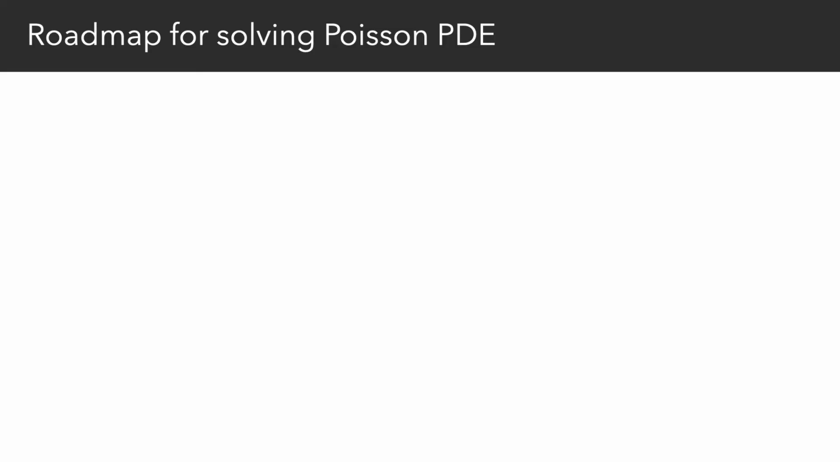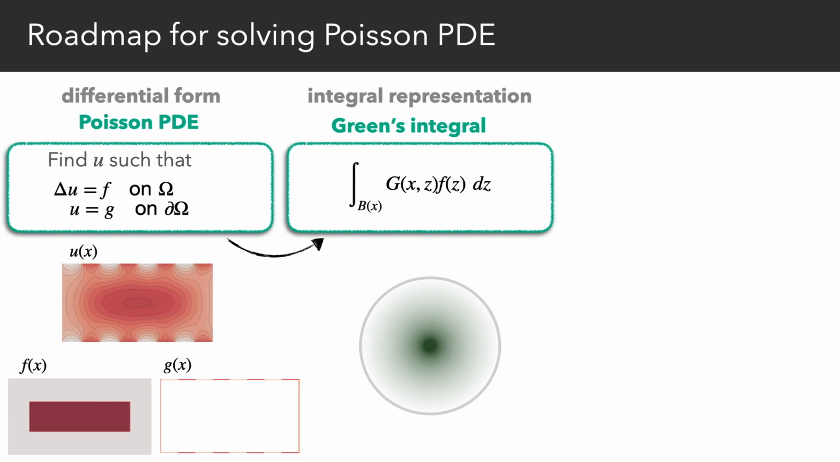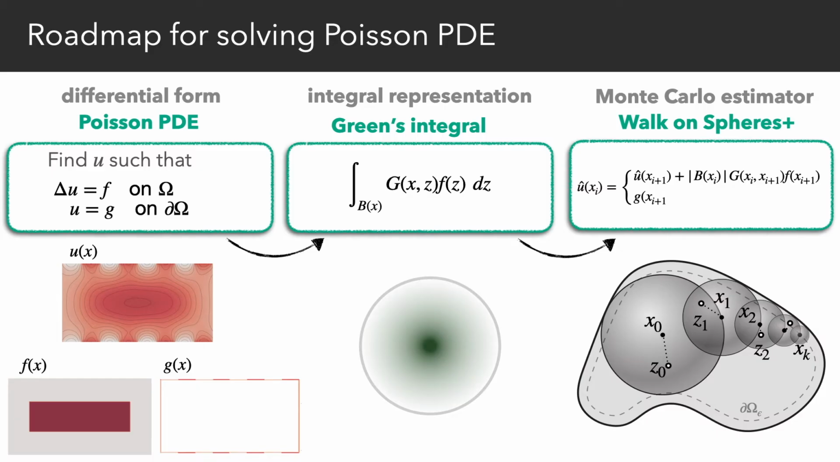We'll follow a roadmap that's similar to the last section to introduce source terms to walk-on spheres. So first, we'll write down the standard model for Poisson equations. We'll then show how we can express these problems using a Green's integral, and then we'll show how to develop a walk-on spheres extension using these integrals.